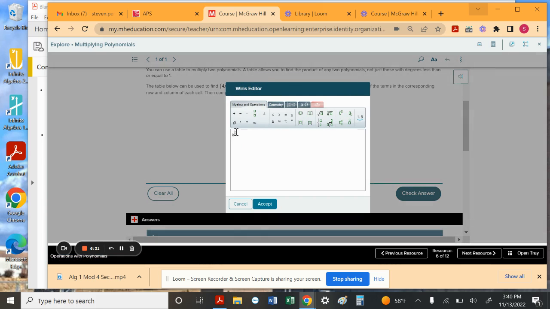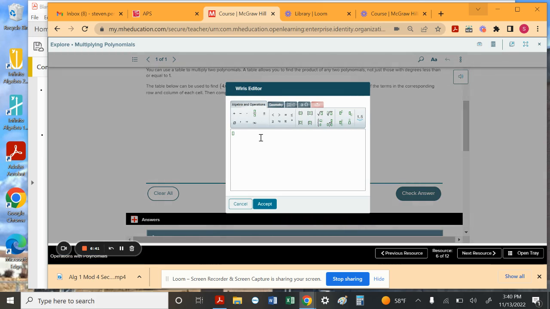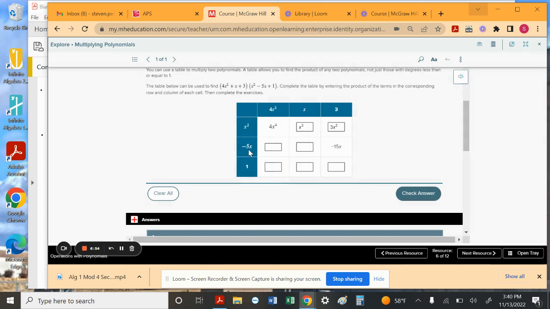So I need to go back up here. A little harder when I'm doing it on this thing, but I have x cubed there. And then I have 3x squared here. That's x squared times 3. And then negative 5x, that would be negative 20x cubed.